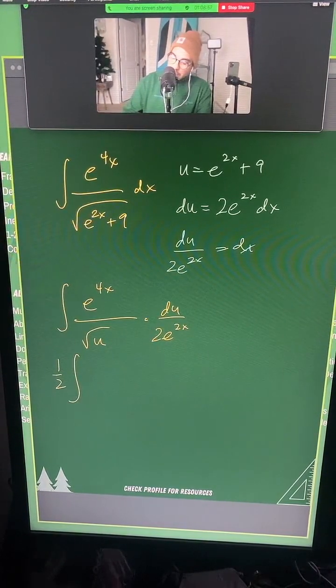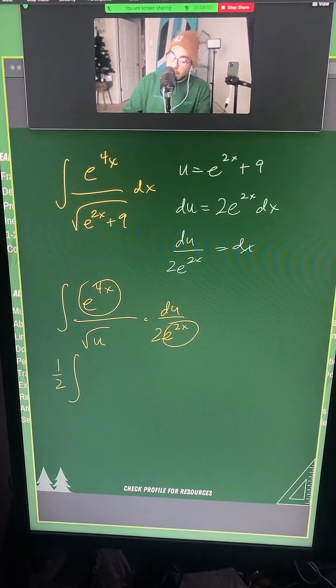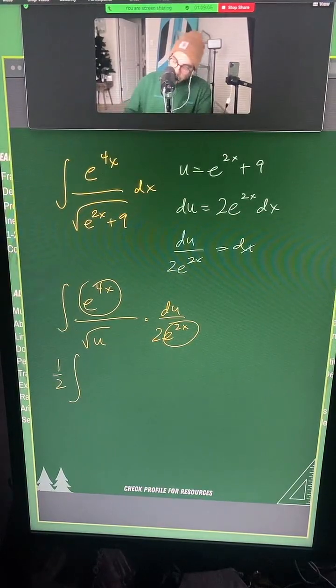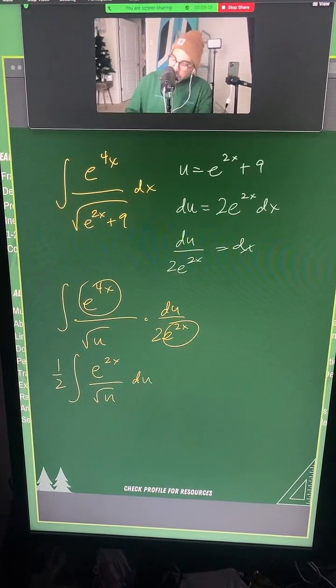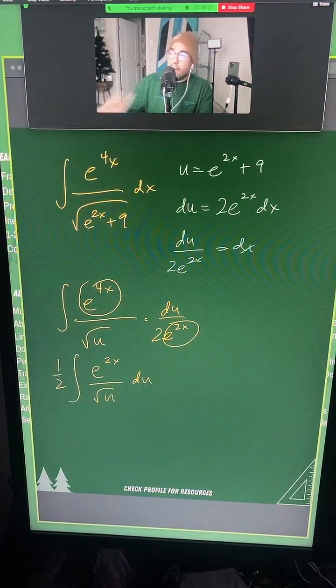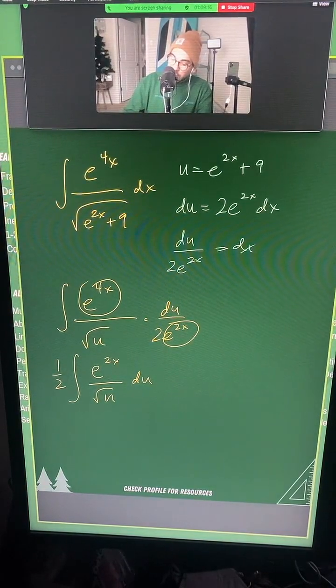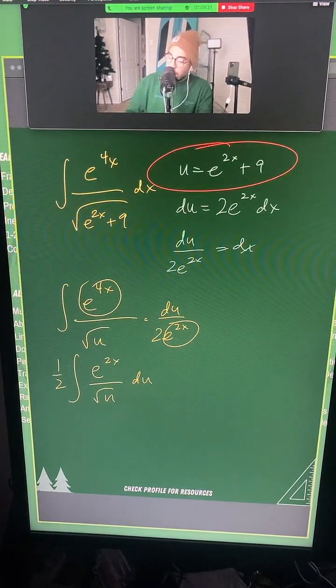Okay, so what's going to happen? The e to the 4x and the e to the 2x are definitely going to combine, and we're going to subtract the powers there. So this is going to be e to the 2x over root u du. But it seems like I have an issue here. I need to take care of that e to the 2x. Well, again, let's look up on top. u is equal to e to the 2x plus 9. So if I subtract the 9, I get u minus 9 is equal to e to the 2x.